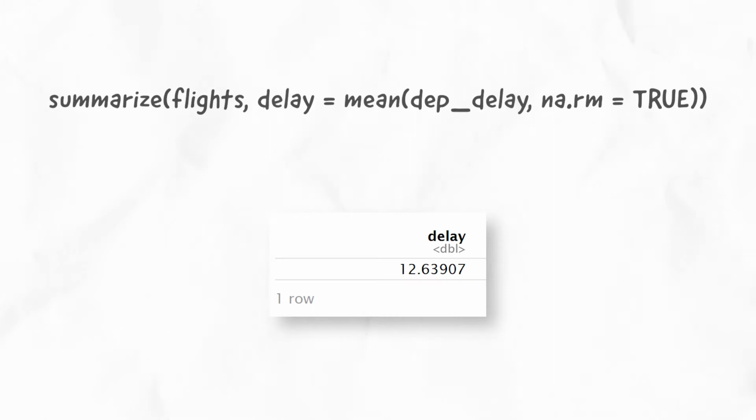Last but not least, we have summarize. What it does is summarize your data into a single row. In this case, we are summarizing our entire flights dataset to get the average departure delay. Take special note of the na.rm. Basically, this removes all of the na values before doing any summarizing. Because of the way na arithmetic works, we would end up with na as our final result if there was a single na value in the dataset.